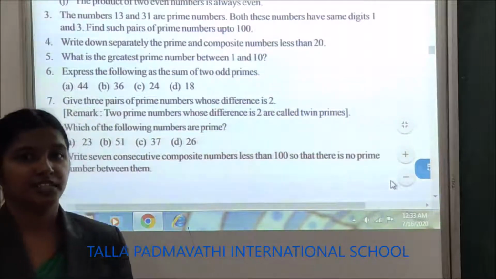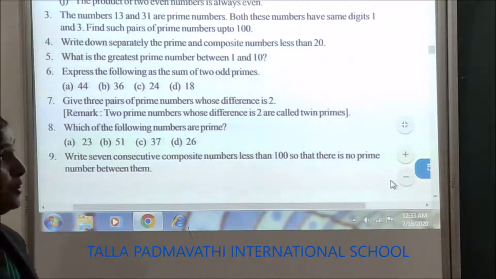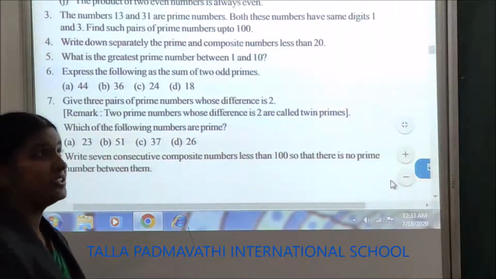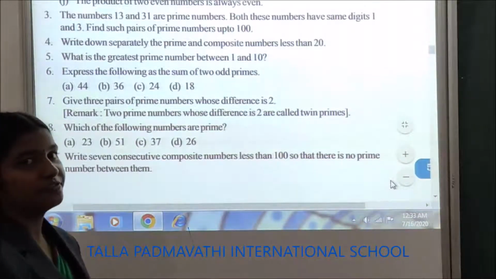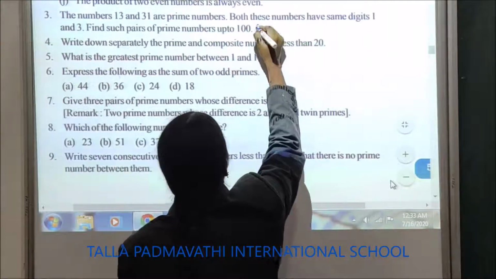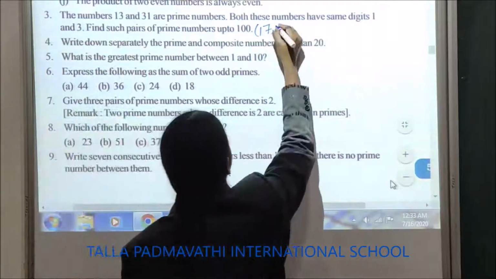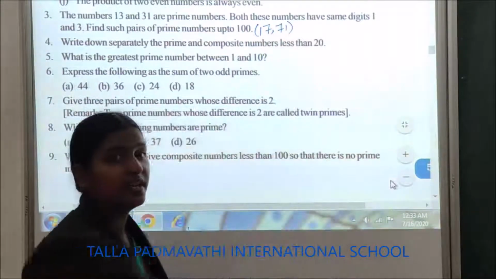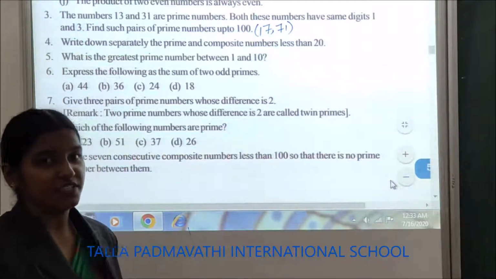Now let us see the third problem. The numbers 13 and 31 are prime numbers. Both these numbers have the same digits, that is 1 and 3. Find such pairs of prime numbers up to 100. So see here children, I am going to give you examples of 2 and then you find still more. If I take number 17, and reverse it, what are you going to get? You are going to get 71. So see here children, both are prime numbers and they have the same digits.